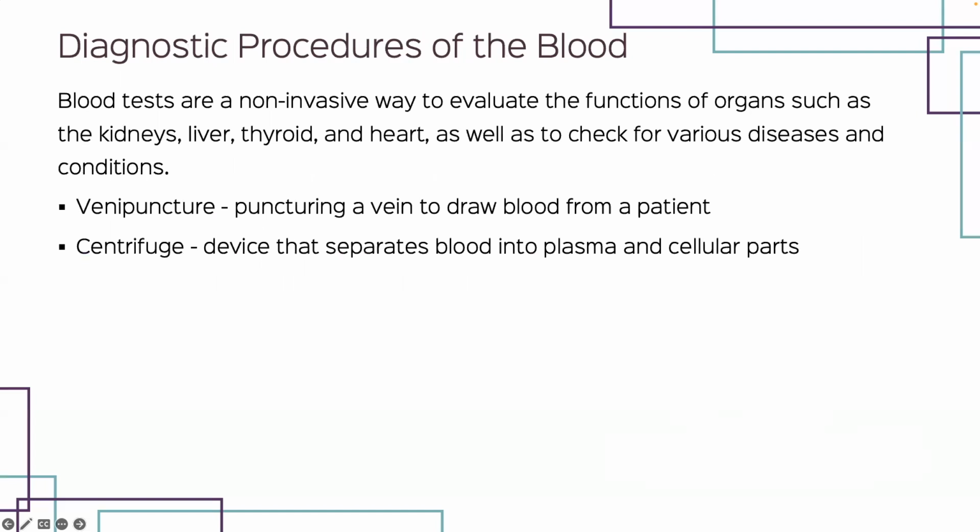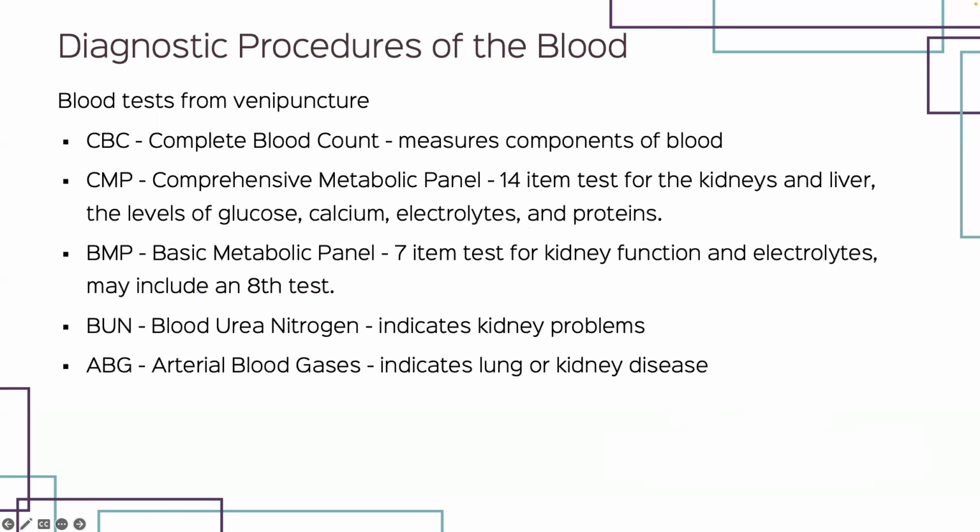So your diagnostic procedures, the easiest way to diagnose anything is just going to be by a blood draw. They'll do it with a venipuncture and then put it into the centrifuge that will separate it into those different parts that we talked about earlier. Your blood tests that you can have done: CBC, which is just a complete blood count. It basically measures your red blood cells, your white blood cells, your platelets, all of the levels like your normal potassium and all of that kind of stuff.